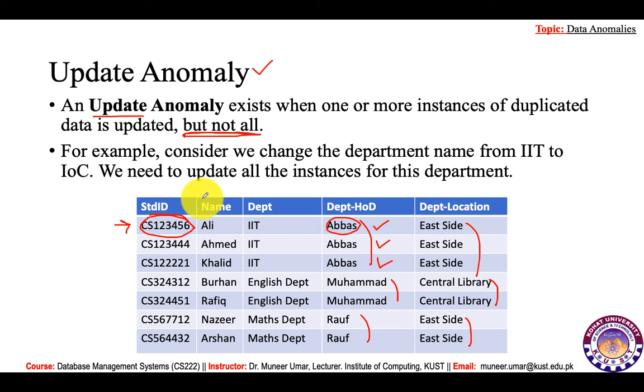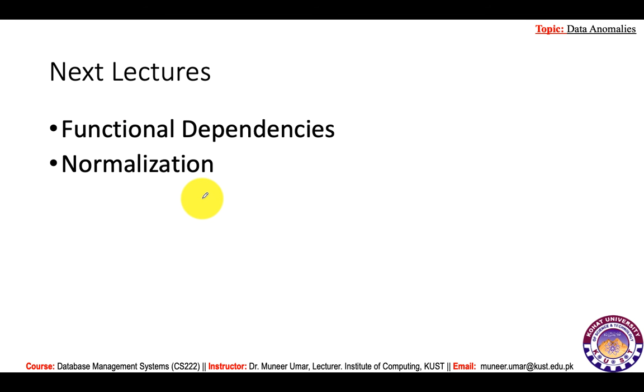Our next lecture is about the functional dependencies in databases. Actually, we are moving toward the normalization. So once we complete the functional dependencies, after that we will move to the normalization process in the DBMS. This is a very important topic, and we will discuss this normalization in detail.